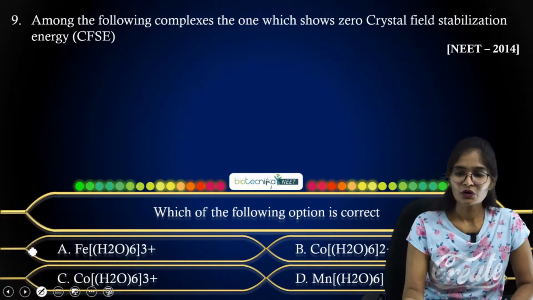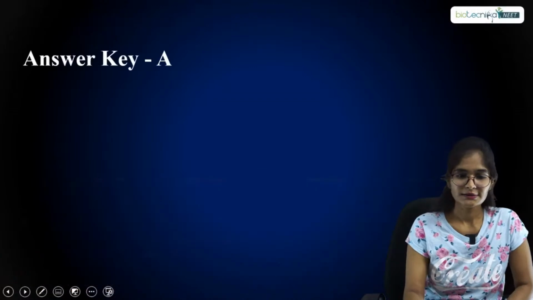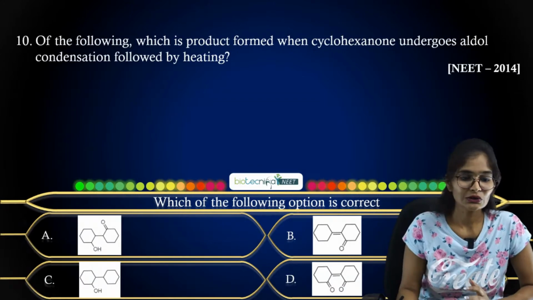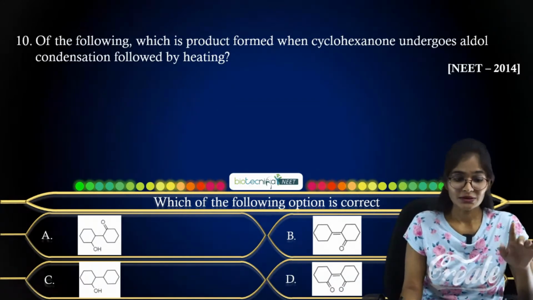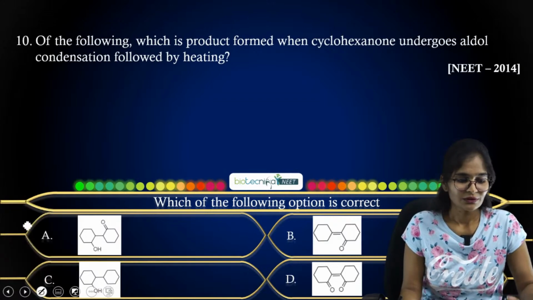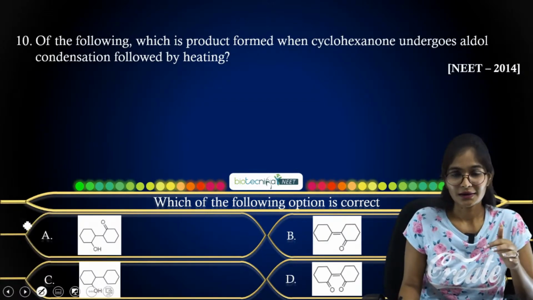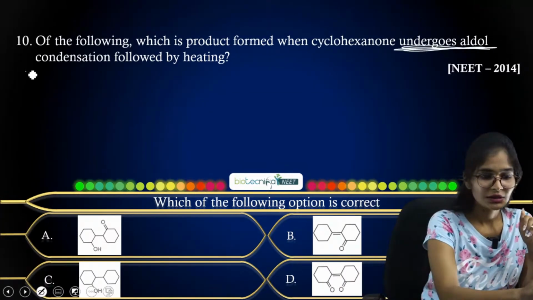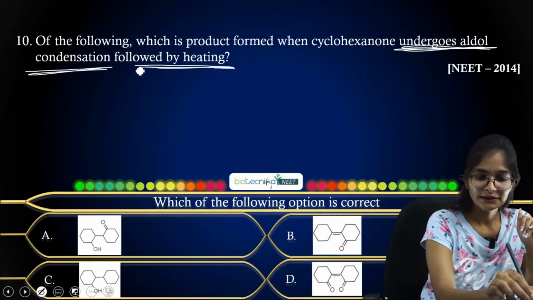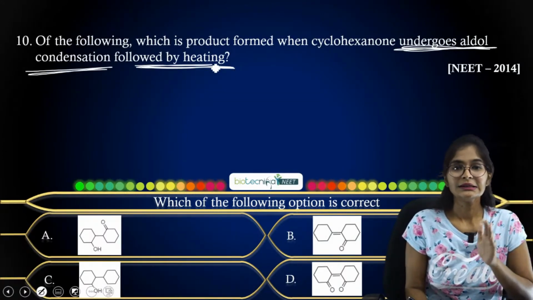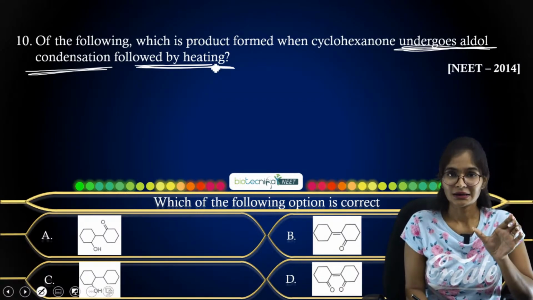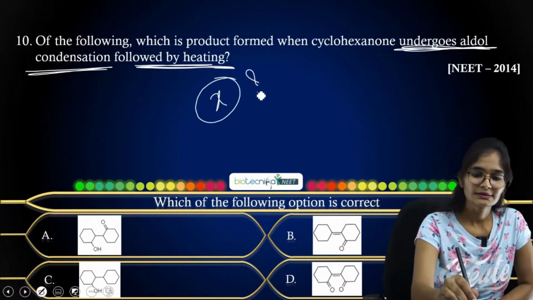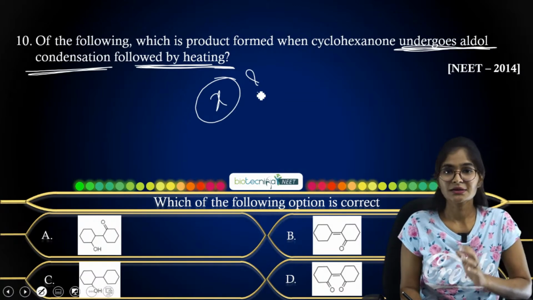All right, now we'll go on further. The next question is: of the following, which product is formed when cyclohexanone undergoes aldol condensation followed by heating? They have mentioned two things. We know what aldol condensation product you will get, but apart from that, they have mentioned that it undergoes aldol condensation followed by heating. They have not stopped at aldol condensation. Further they are heating the compound and you are getting some product X. So now you have to tell me what this product X is. For options A, B, C, D, you can look at the structures.